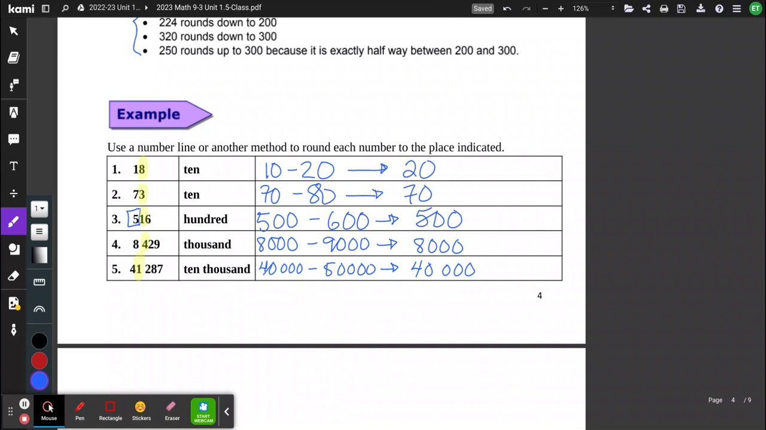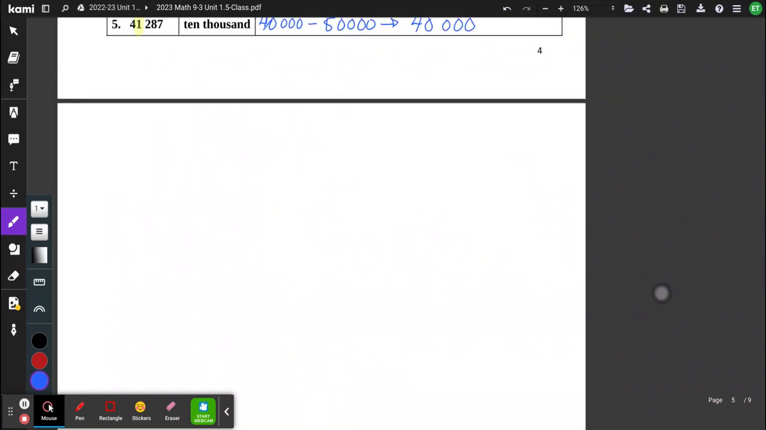Now we're going to be talking about rounding really large numbers. And what are we noticing when we round? The numbers that we take off on the end, if we round up or down, they all become zeros. So that's something we have to remember.